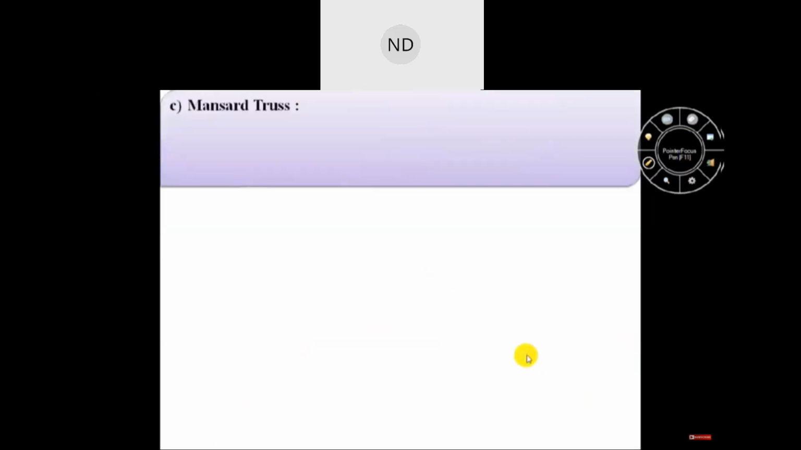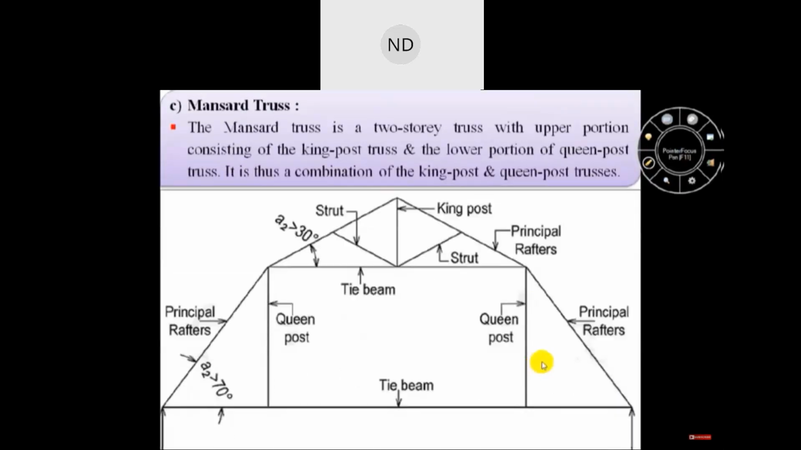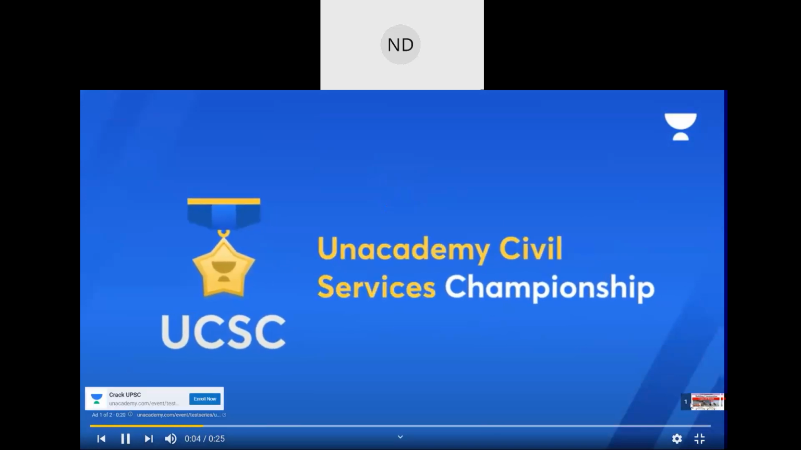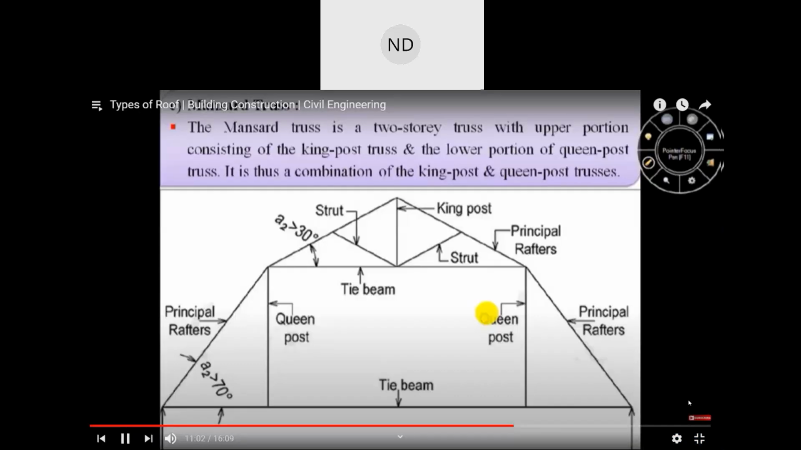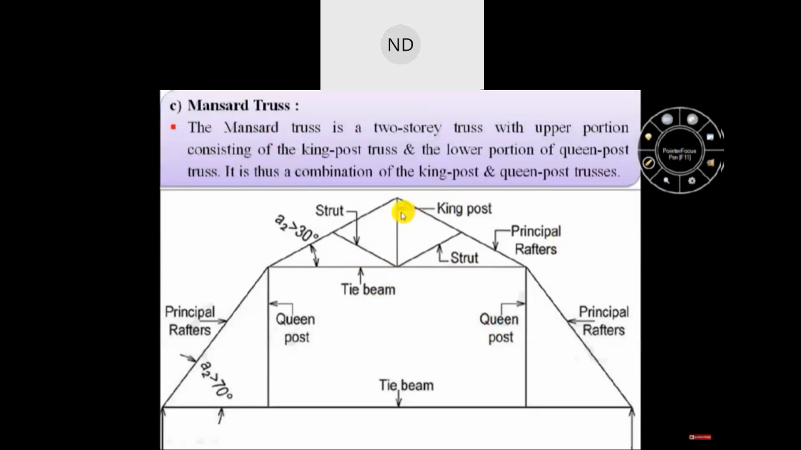Now we will see the third type of truss roof, which is the mansard truss. The mansard truss is a two-story truss with the upper portion consisting of a king post truss and the lower portion of a queen post truss. That is, the mansard truss is a combination of king post and queen post truss. This image shows the mansard truss, which is a combination of king post truss and queen post truss.